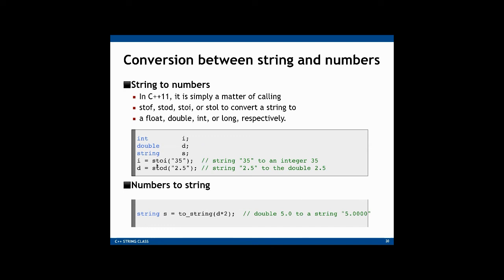And this is the example code of using this function. If we quickly look at this, there is an int type variable, and we are using the stoi function to convert this string. This is a string because of the double quote here. We are converting this string into int type and storing it into this int type variable. And same for this one, we are converting this string to double type and storing it to the D variable, which is a double type variable.